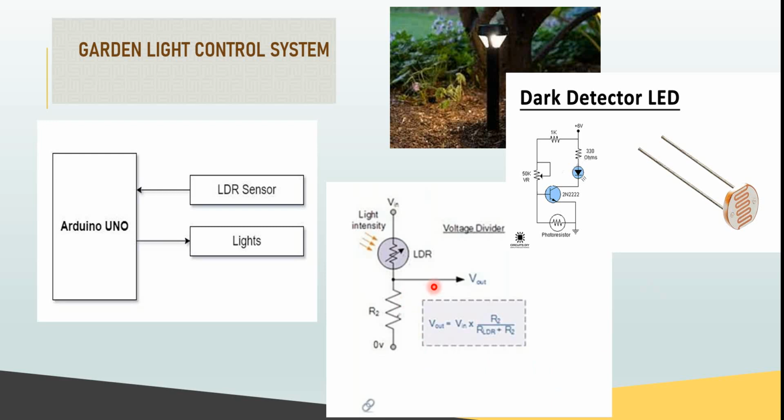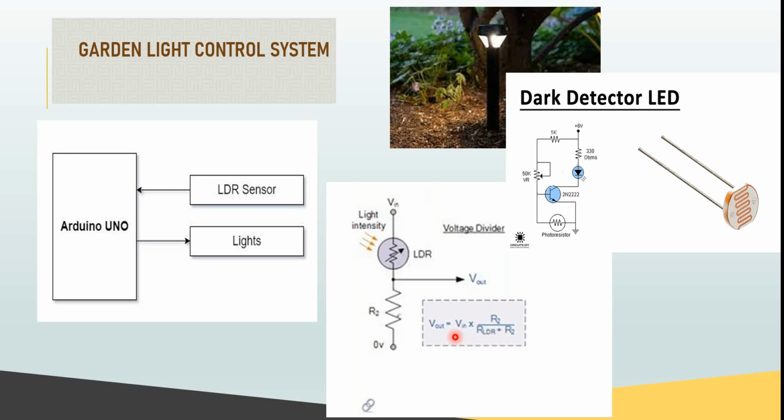Here, if you can see, the output voltage is inversely proportional to the LDR resistance. You can see, right? If the resistance is decreasing, what about the voltage? Voltage and resistance are inversely proportional here, right? Resistance is decreasing means voltage increases.